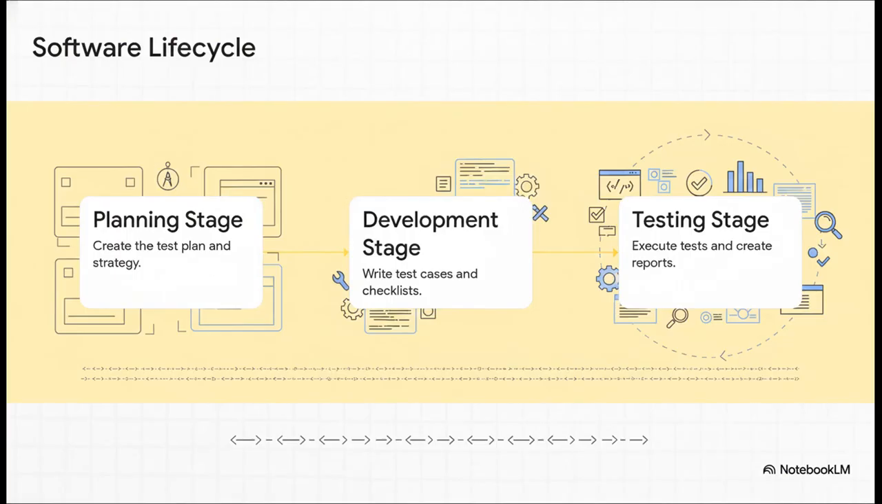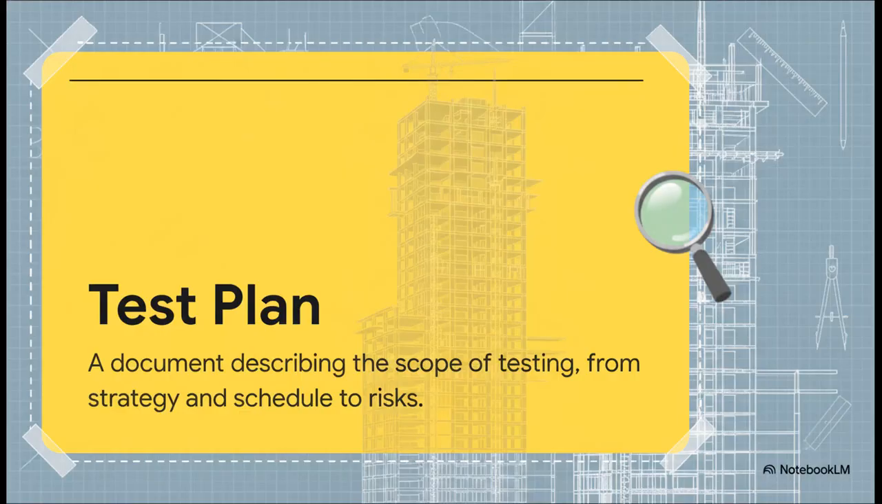And here's something you might not realize: testing isn't just a thing you do at the very end. Test documentation is actually happening all the way through the software lifecycle. You're creating the strategy during planning, you're writing the actual tests during development, and then you're reporting on what you found in the testing phase. It's this continuous loop.